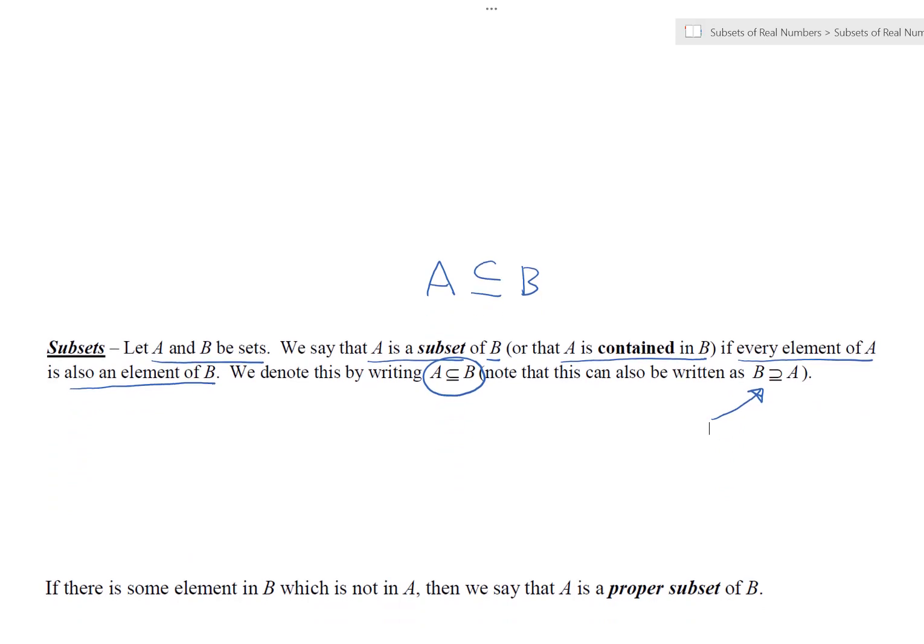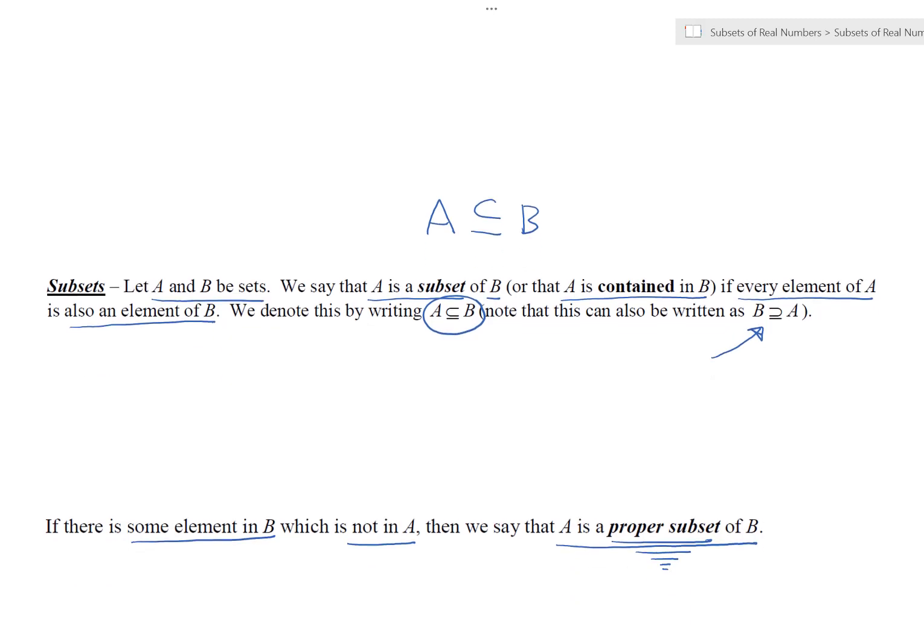Note that if there is some element in the set B which is not in A, then we say that A is a proper subset. We'll see an example of this.